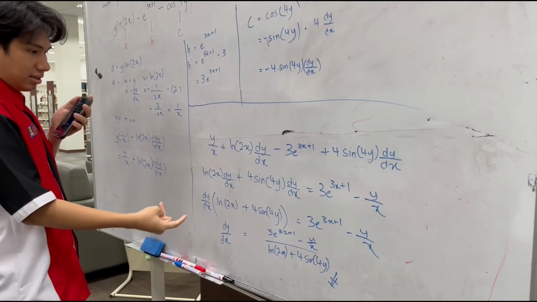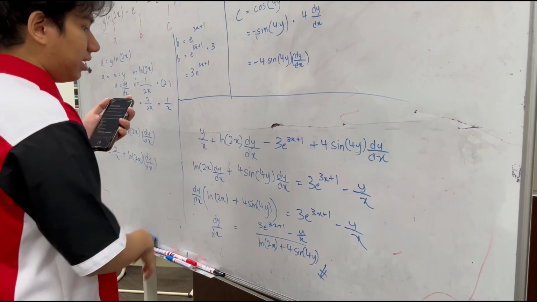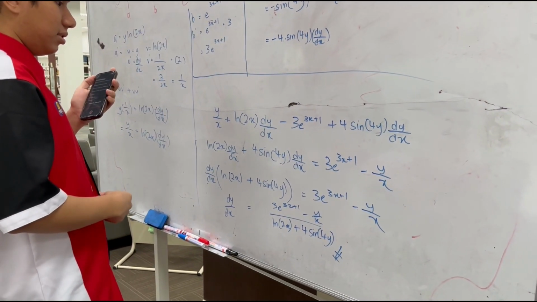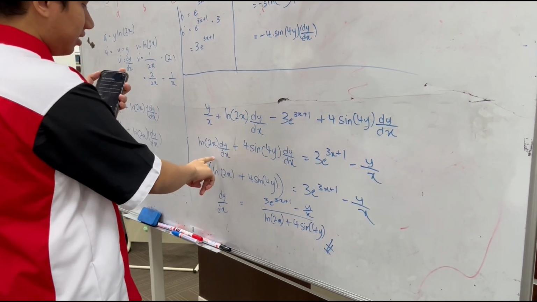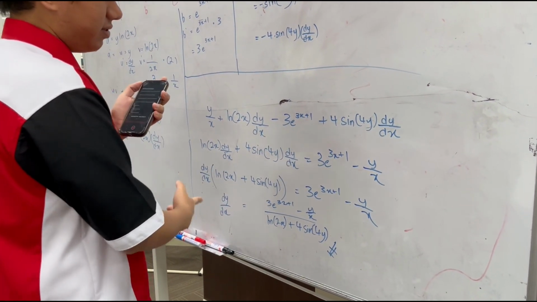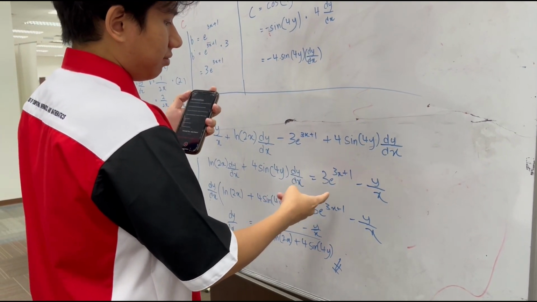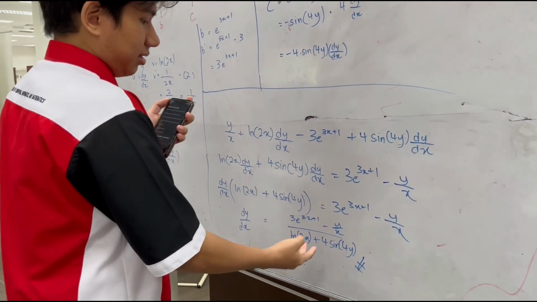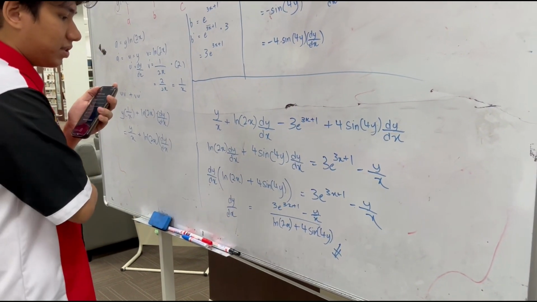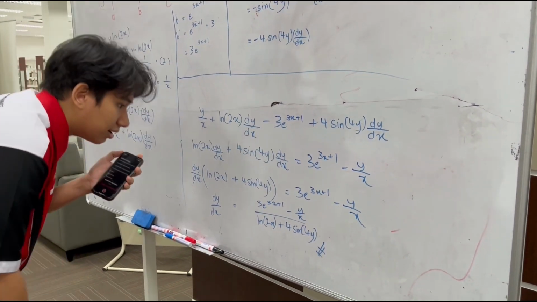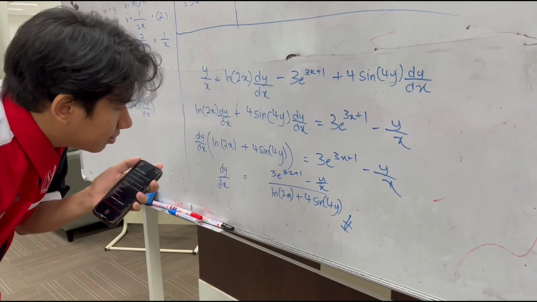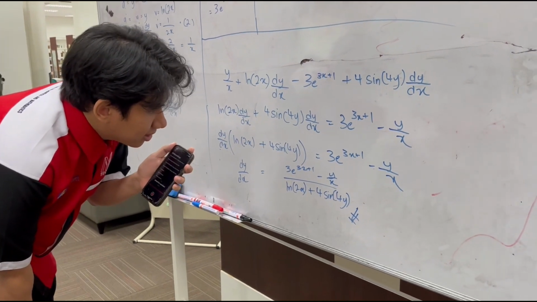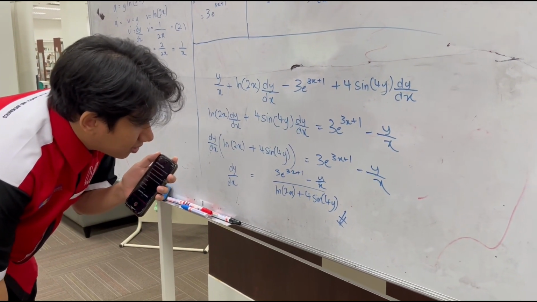Okay, and then we just rearrange and put them in place. The terms that have dy/dx we put on the left side, meanwhile the ones that don't, we put on the right. After that, we factor dy/dx out, and then put the remaining terms back on the right side. So the final answer is dy/dx equals 3e to the power of 3x plus 1 minus y over x, divided by ln 2x plus 4 sin 4y. That's all.